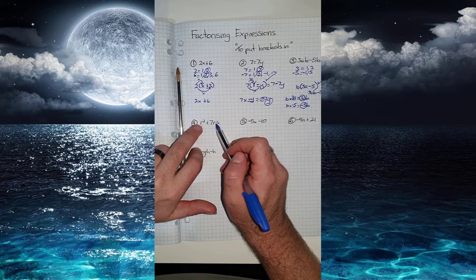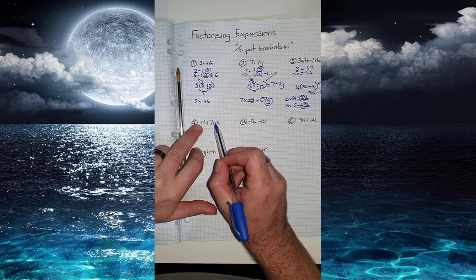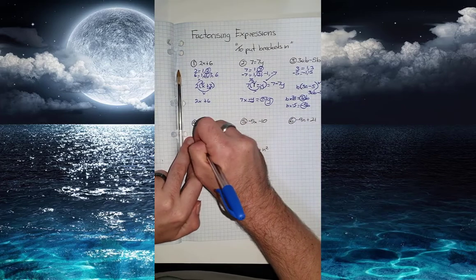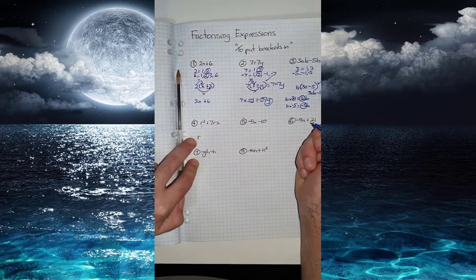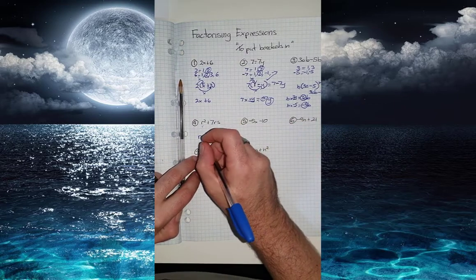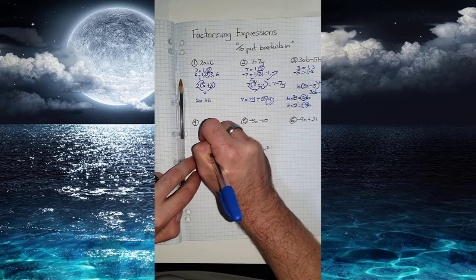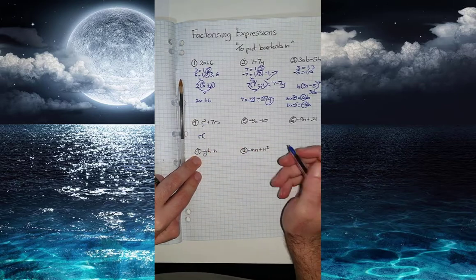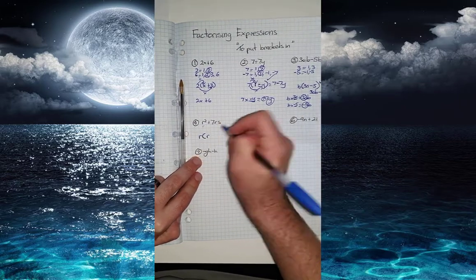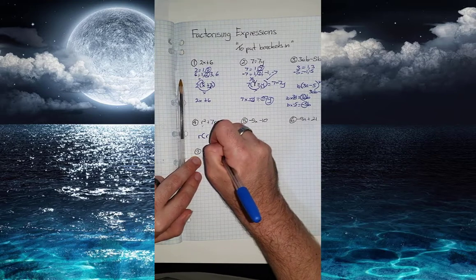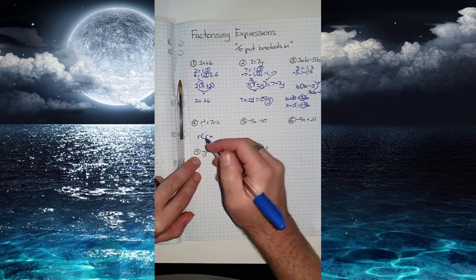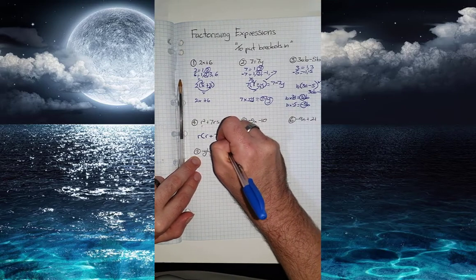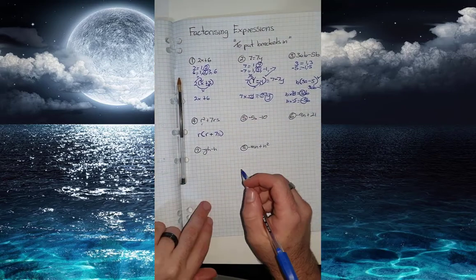So put a bracket. Now, how do I go from r to r squared? Well, I simply need to put an r there, so it's timesing it by itself. Plus, how do I go from r to 7r? I need to put 7. Now down here, I'm just going to show you kind of the same one, but it's going to be slightly different.